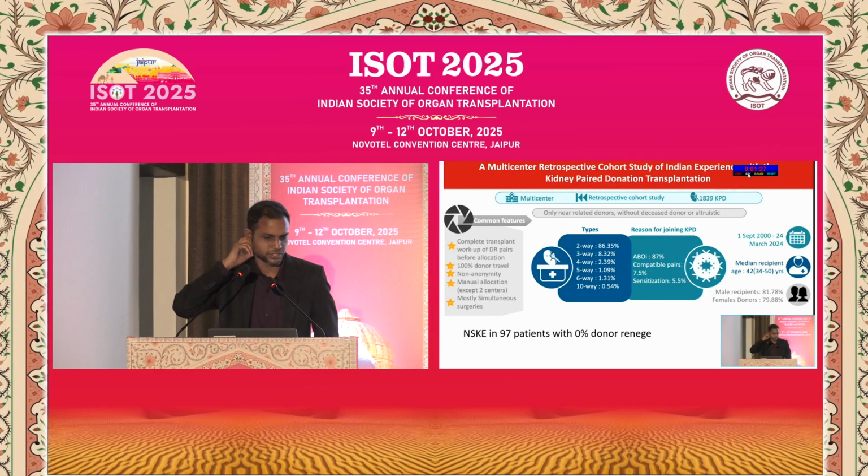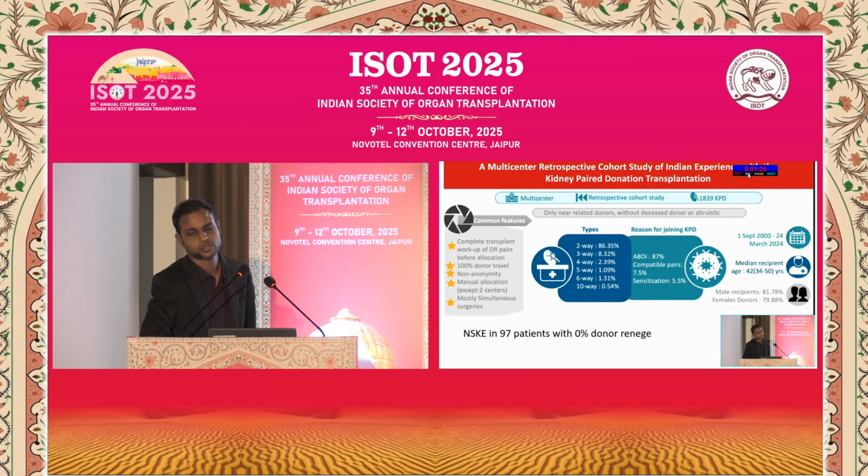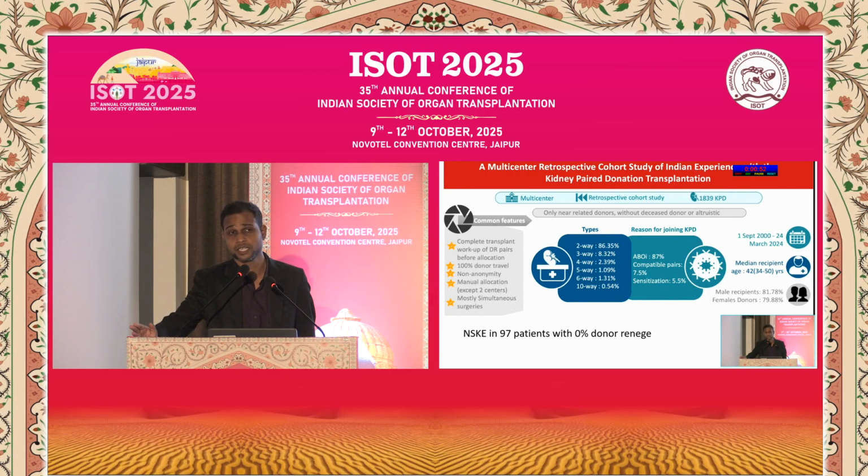This is our paper which we published, which described the multicentric experience of our KPD exchange. Here we can see how many exchanges we have done, from 10-way to 2-way. Obviously we have to start with the 2-way, then progressively we increased to higher forms of KPD exchanges. Here the compatible pairs were not more than 7.5%, but still it's a huge number. The sensitization is less, almost 6% only, and most of the reasons for joining KPD in our multicenter study was ABO incompatibility. So here we can see how infection as well as medical expense come into play, which is different from high and middle income countries.